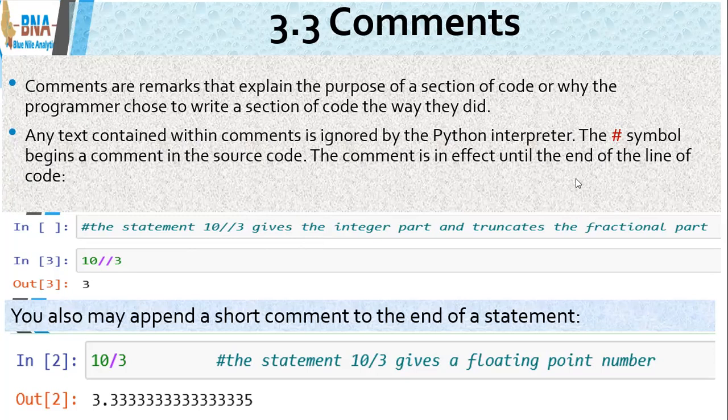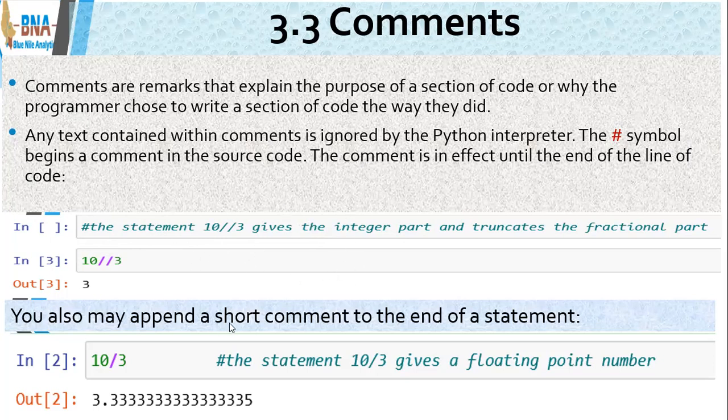Different programming languages have different ways of writing comments. In Python, we use the hash sign before the statement which we want to use as a comment. The symbol hash begins a comment in source code. The comment is in effect until the end of the line of the code. For example, here, hash the statement 10, this one here. When you run, the Python interpreter won't execute this because it is a comment.